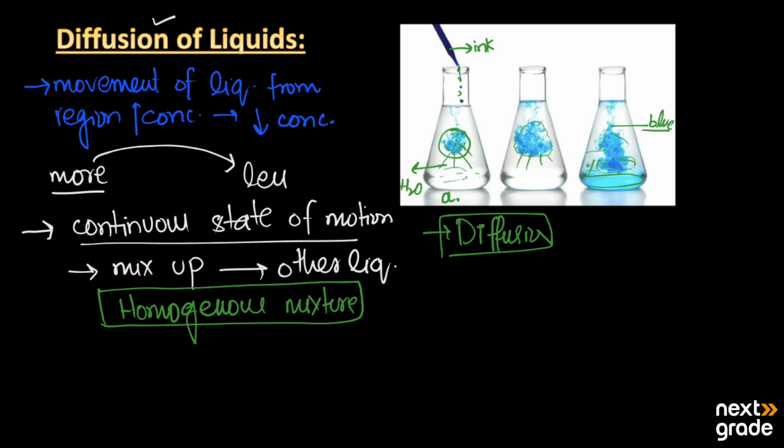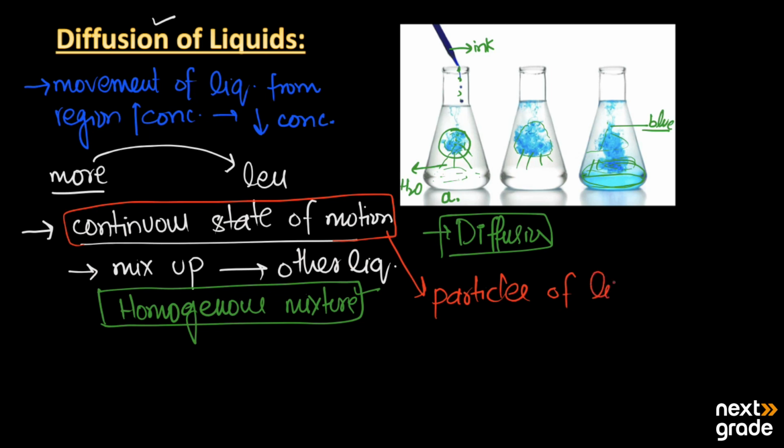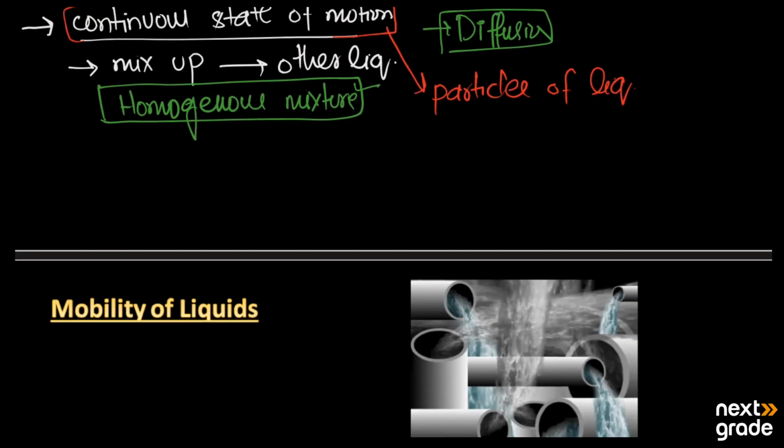After spreading, the whole solution becomes a homogeneous mixture. So this is the simple diffusion of liquids, and the reason I have already explained: it is due to the continuous motion of the particles of liquid.